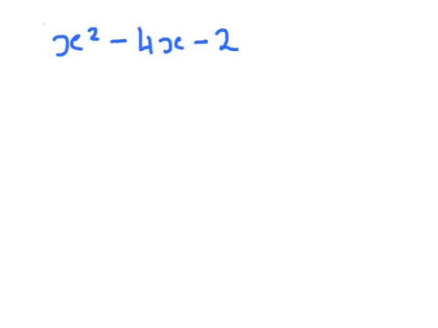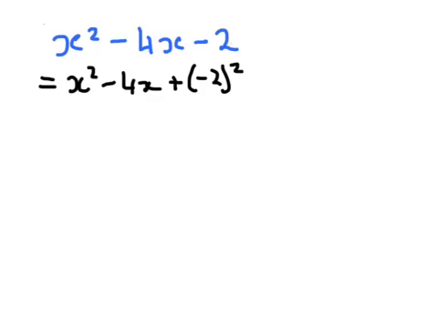Okay, the general procedure is this. We're going to rewrite the first two terms, x squared minus 4x. Then we are going to halve the coefficient of the middle term and square it. And we always start by adding that. So we're going to plus, now half of negative 4 is negative 2, and we are going to square it. And of course, what we add, we must subtract to preserve the equality of the expression. So minus negative 2 all squared, and we bring down the negative 2.